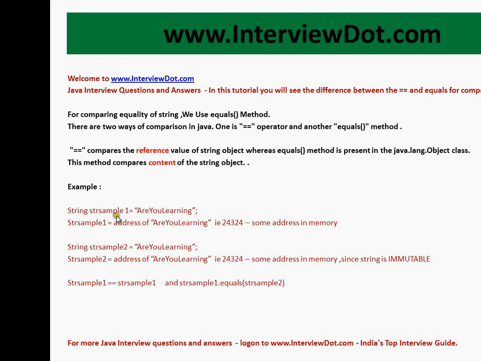I've given an example here. String strsample1 is equal to AreYouLearning. Okay, strsample1 is nothing but the address of AreYouLearning, some address in memory. Again, I create a value strsample2 AreYouLearning. So strsample2 will also be the same address because since string is immutable and these two values are same, it will be stored in the same address.